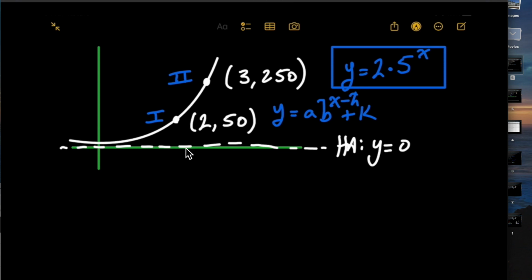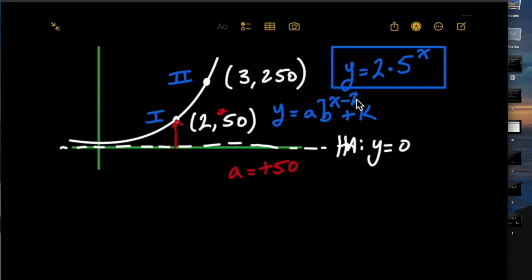We go to the horizontal asymptote and we move to Roman numeral 1. In doing so, because the y value at Roman numeral 1 is 50, we're going to move in the plus 50 direction. So that is going to be our a value.